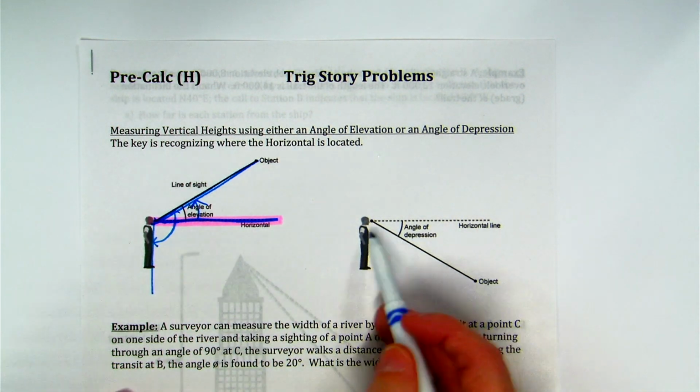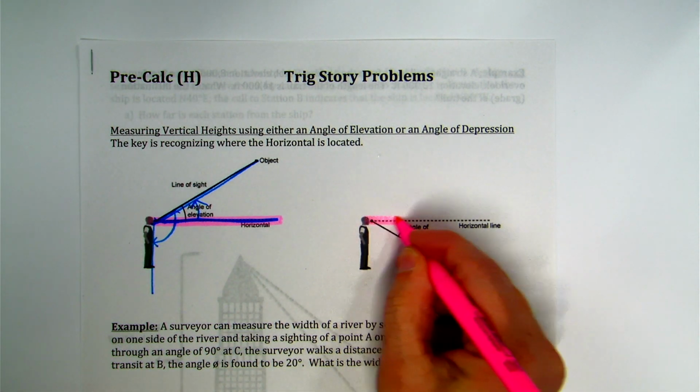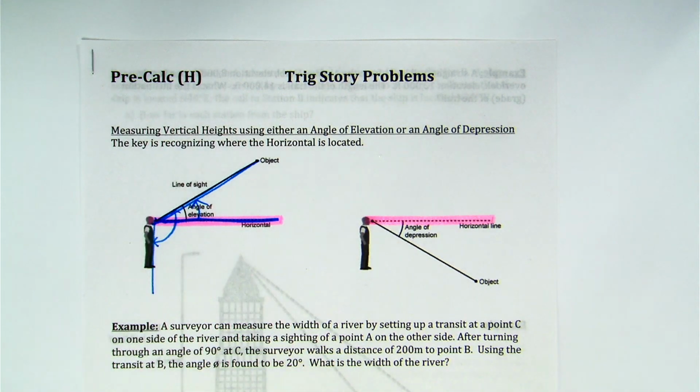Okay, same thing here, angle of depression. What do we see? We see that horizontal line. Okay, and this time he's looking down at an object. Okay, so angle of depression. Okay, so they will refer to those in some of them.